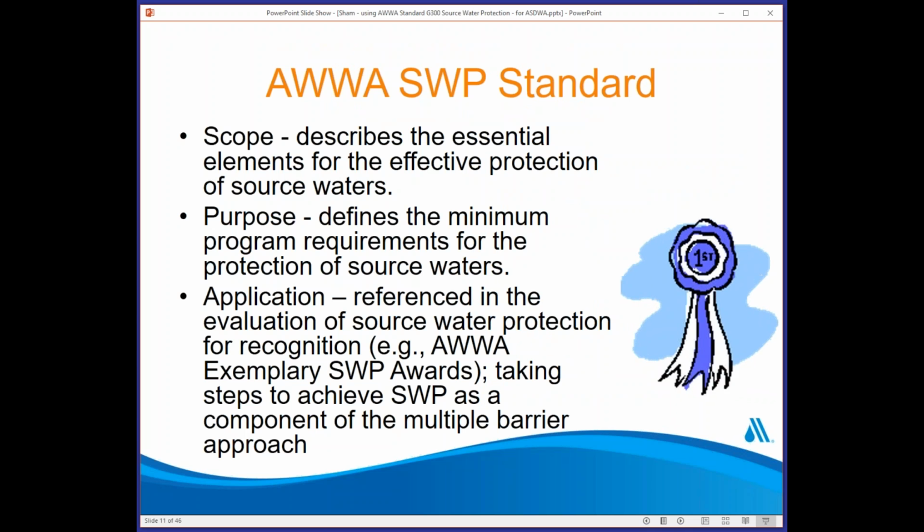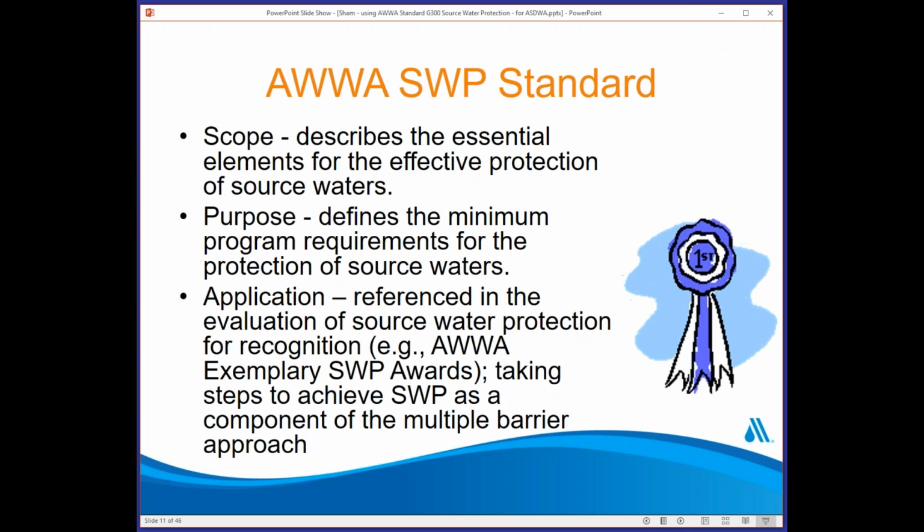So what exactly is in this standard? Well, the scope of the standard is to describe the essential elements of effective protection of source water. The purpose of the standard is to define the minimum program requirements for the protection of source water. For application, it's referenced in the evaluation of source water protection for recognition. There is an award given out every year, called the AWWA Exemplary Source Water Protection Award, and the award evaluation criteria follow in line with the 6 elements depicted in the standard.